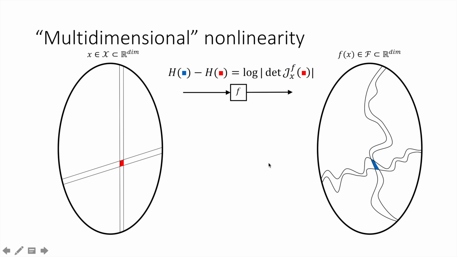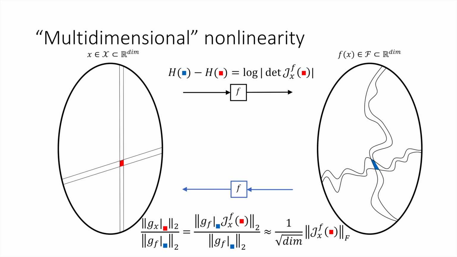It is easy to check that the difference in entropy between the blue and red patch is the logarithm of the absolute value of the determinant of the Jacobian of f at the red patch. Say we also have an incoming gradient gf at the blue patch. Then the corresponding gradient gx at the red patch is the product of gf and the Jacobian of f. Assume the orientations of gf and the Jacobian are independent. Then we can approximate the ratio of gradients with the normalized Frobenius norm of the Jacobian.